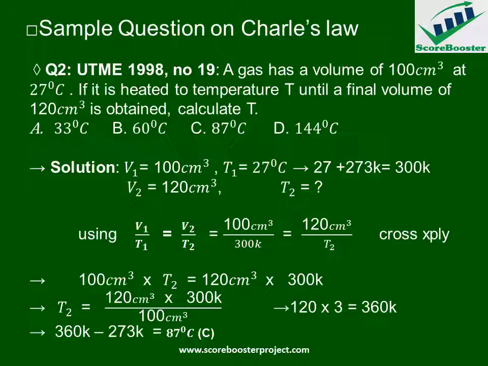We are given from the question the initial volume V1 to be 100 cm cube. Then we are given the initial temperature T1 to be 27 degrees Celsius, which is equivalent to 27 plus 273 Kelvin, which will give us 300 Kelvin. So our initial temperature will therefore be 300 Kelvin. Then we are also given the final volume to be 120 cm cube, while the final temperature is not given.